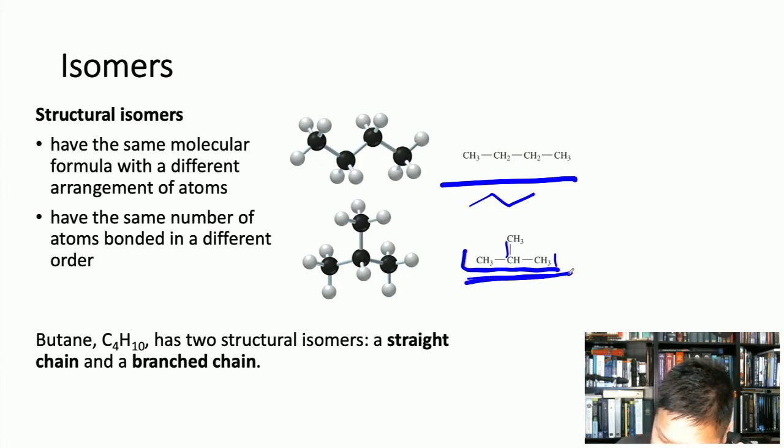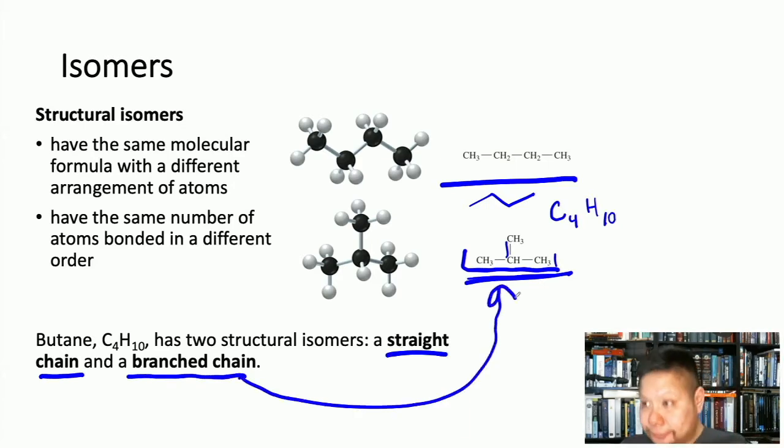Notice again, what is an isomer? Isomers are molecules of the same formula. Here, C4H10, right? Both of them have the same formula, but the carbons and the hydrogens are connected to each other in different ways. So the formal terms are straight chain, which we already learned in the last slide, and then the new one is a branch chain, and that's the branch chain.